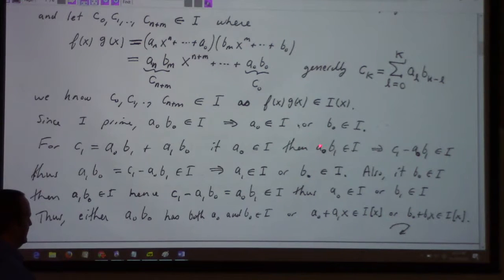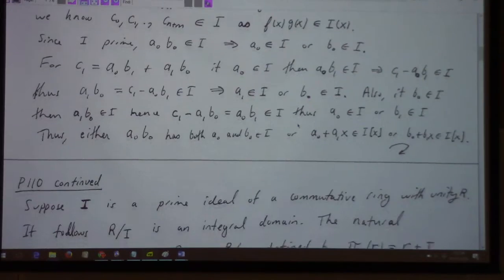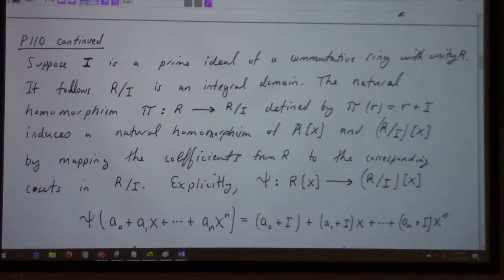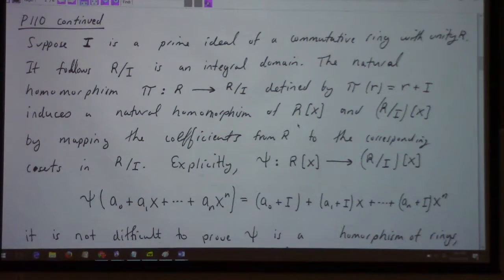If a naught is in the ideal, then that means that a naught b1 is also in the ideal, and that implies that the difference of c1 minus a naught b1 is in the ideal. Consequently, a1 b naught is in the ideal, which means then that, by the way, a1 or b naught is in the ideal. Anyway, this gets very old very fast, and you start to realize that this is definitely not the way to do this problem, because I was starting to get somewhere, but it's just combinatorial and quite awful. So there's a much better way to do this problem, and it's as follows.